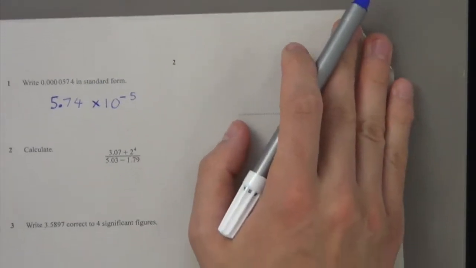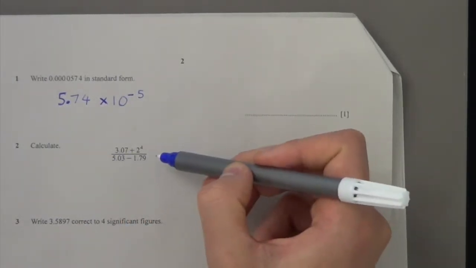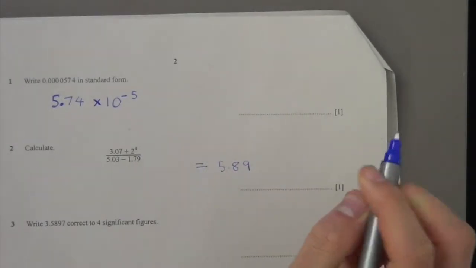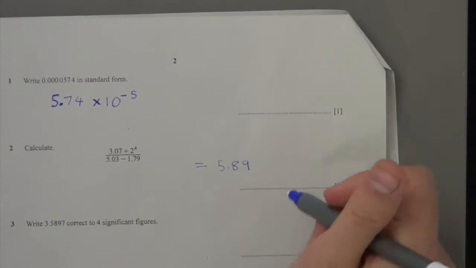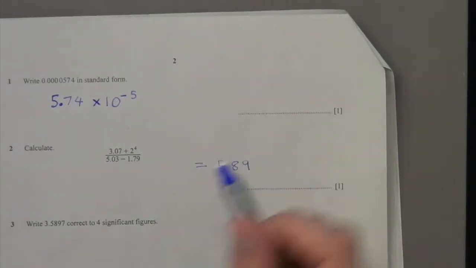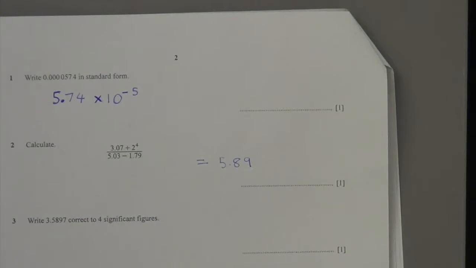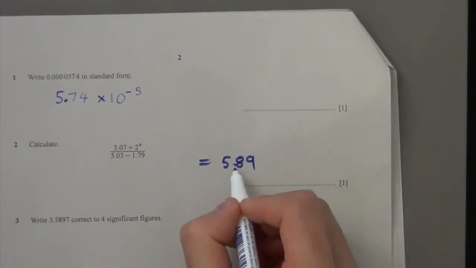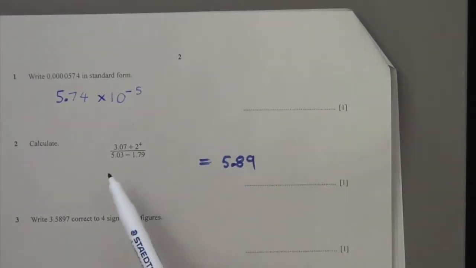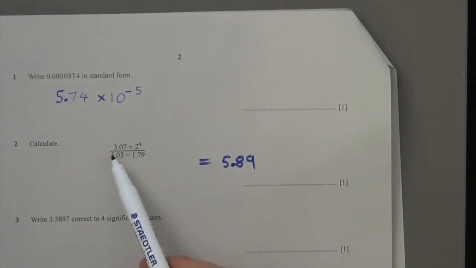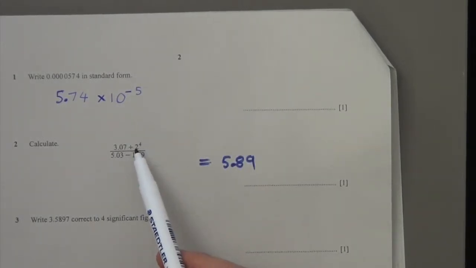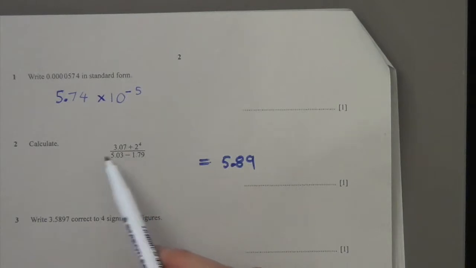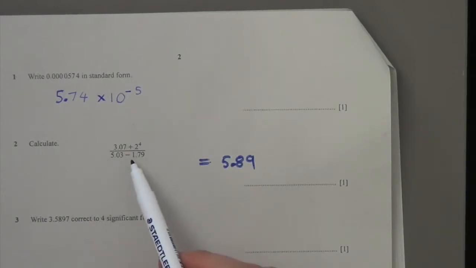Okay, right, next question. Calculate this. Okay, so if you did this in your calculator, you would get 5.89 to 2 decimal places. Okay, so make sure you're comfortable with answering this. I'm just going to change my pen because that one isn't too good. Right. Okay, so basically just plug these numbers into your calculator, making sure that you do 2 to the power of 4 first. Okay, add it to 3.07, then you can do divided by, in brackets, 5.03 minus 1.79.